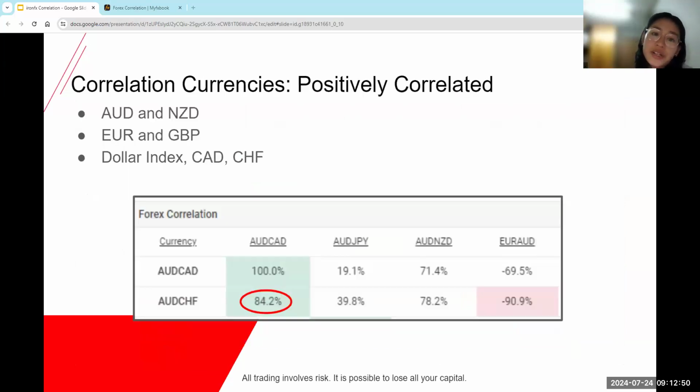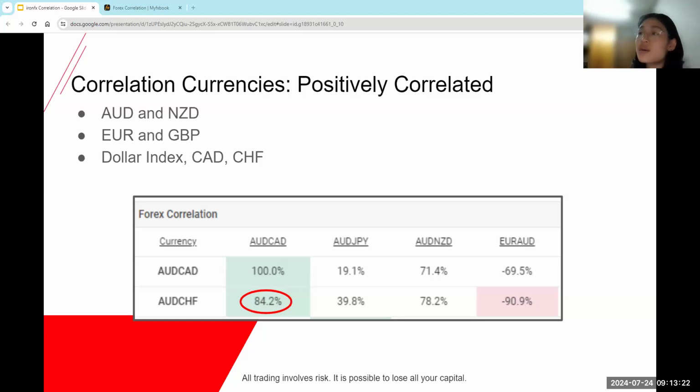Okay, now let's look at currencies that are positively correlated. So currencies that are pretty similar and have a positive correlation, not always, but quite often, would be your AUD and NZD, so your Aussie dollar and Kiwi dollar. And we also have the euro and pound. And lastly, we have the dollar index, CAD, and Swiss franc, that tend to be positively correlated.